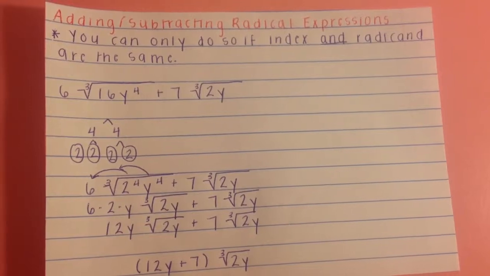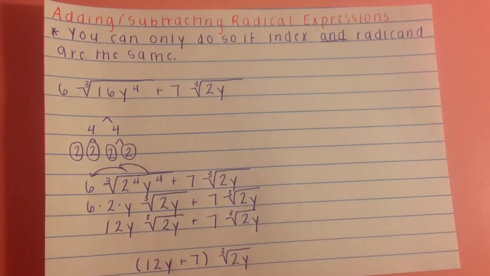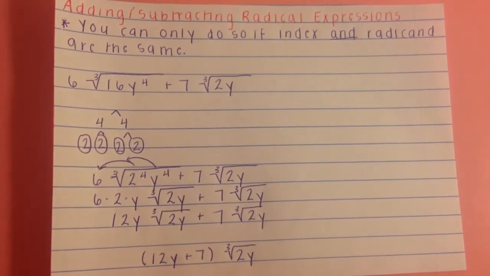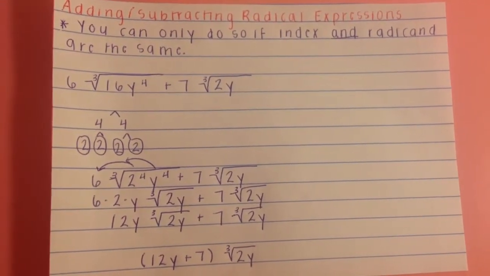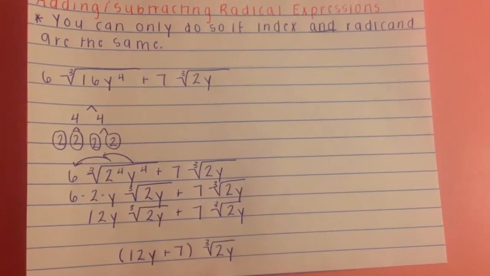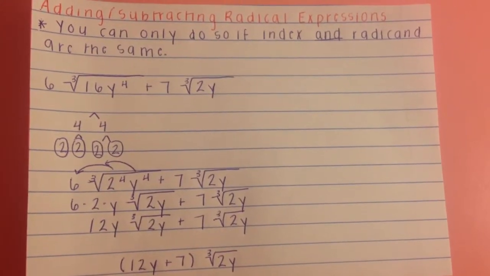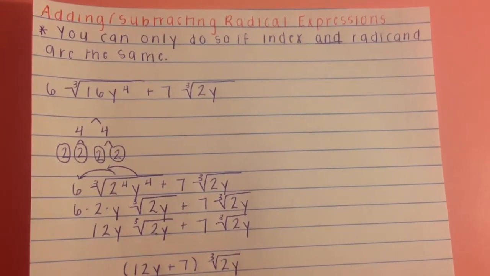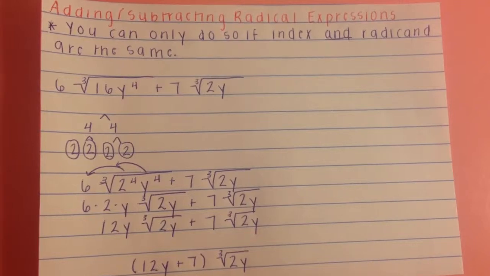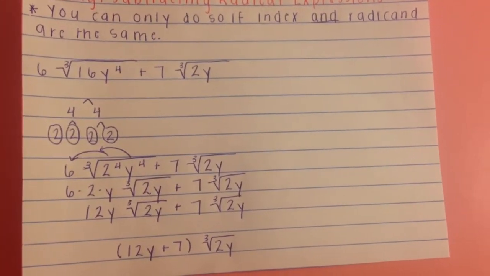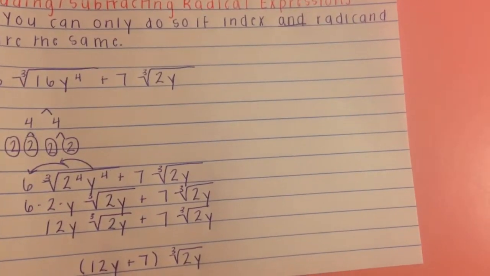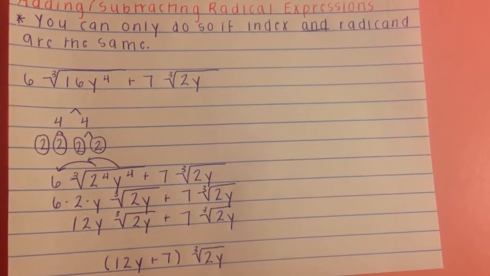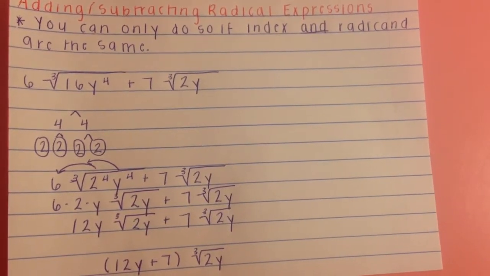So we can do a factor tree of 16, and that factors into 2 times 2 times 2 times 2, which is 2 to the 4th. So then we'll have 6 times the cube root of 2 to the 4th, y to the 4th, plus 7 times the cube root of 2y. Now we can pull out our perfect cubes, so we can pull out 2 and y, and we'll still have 2y under the radical. So we'll have 12y times the cube root of 2y plus 7 times the cube root of 2y. So now we have the same radicand, so we can add or subtract. So here we'll add 12y plus 7.